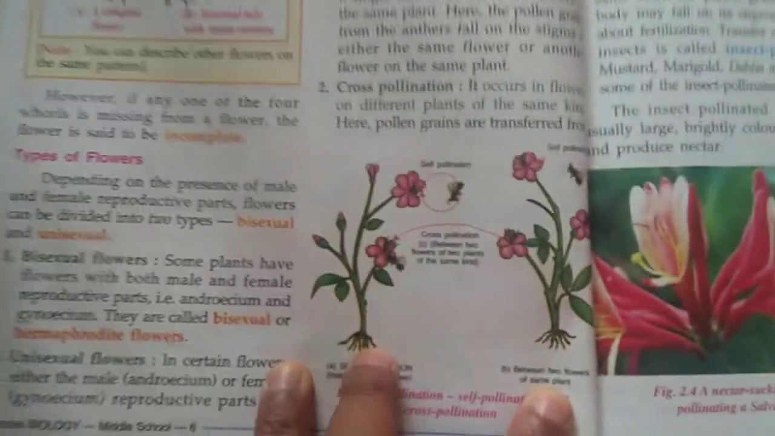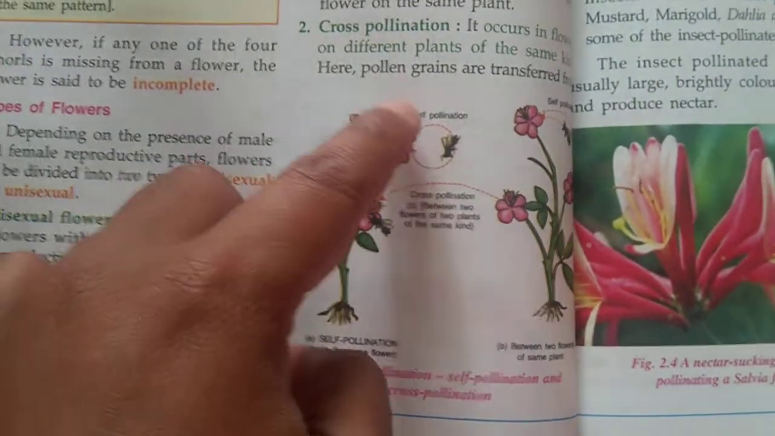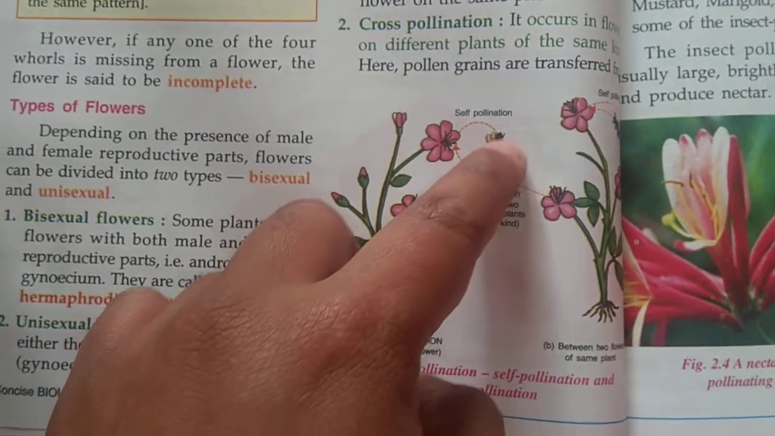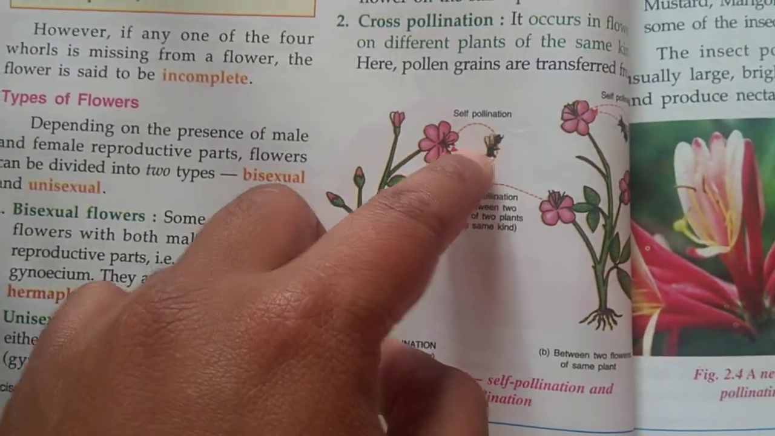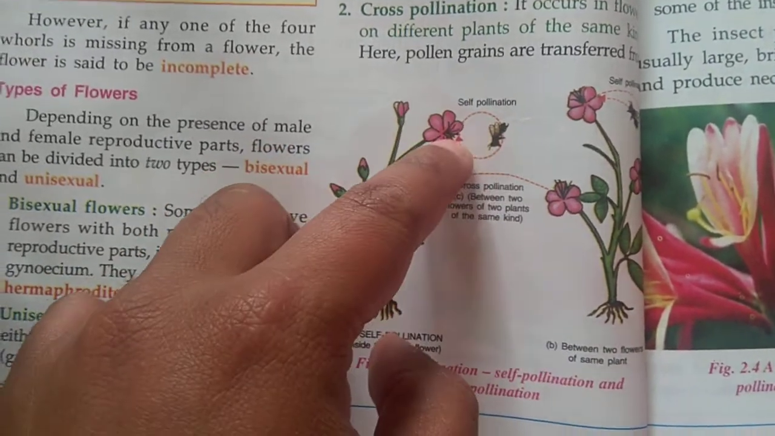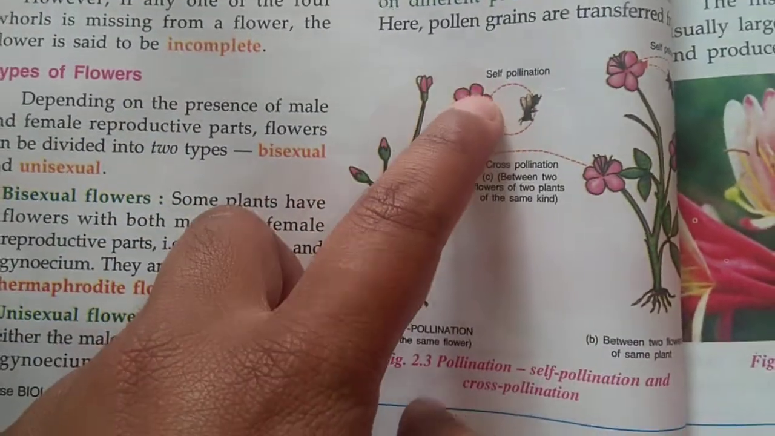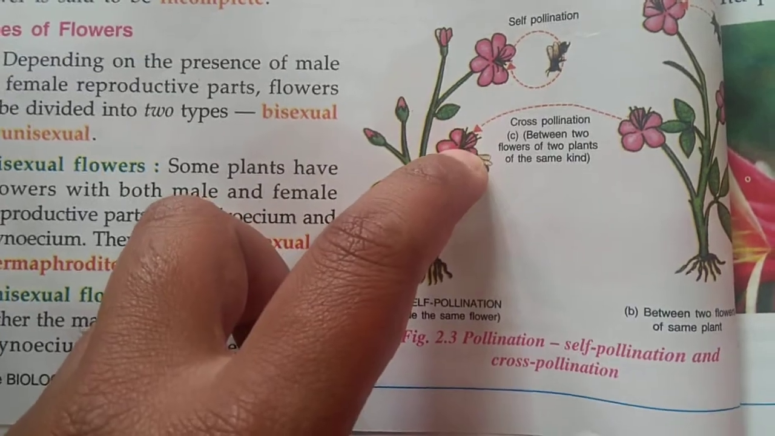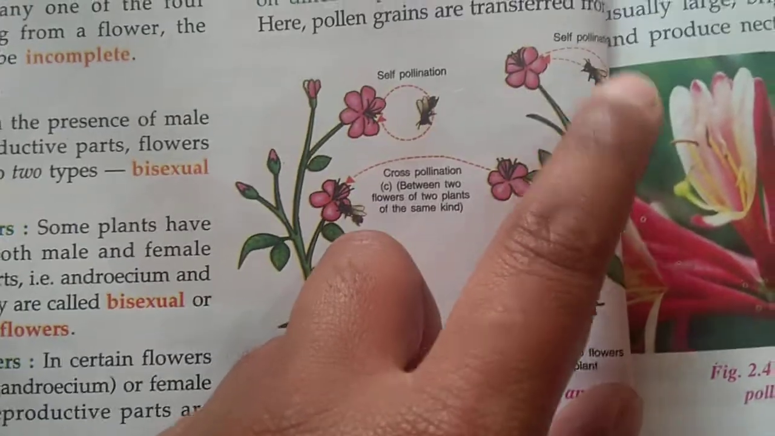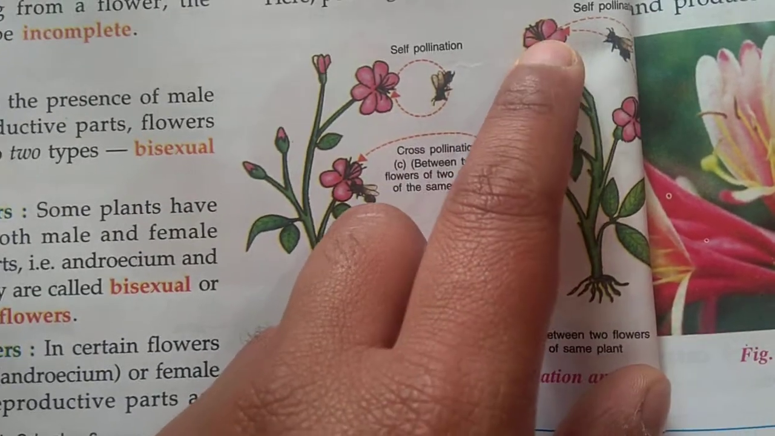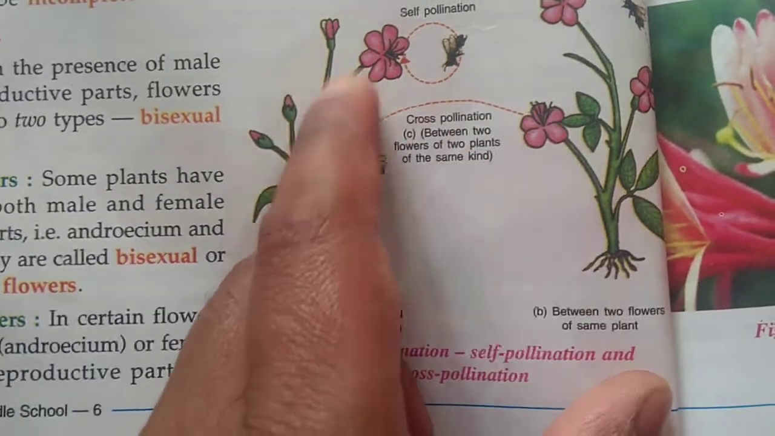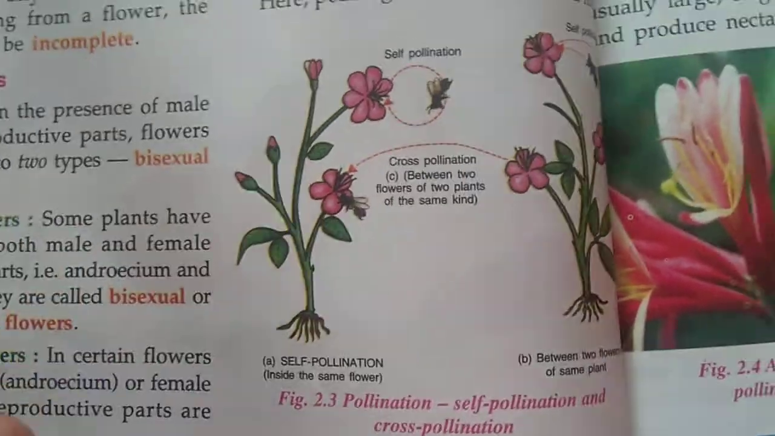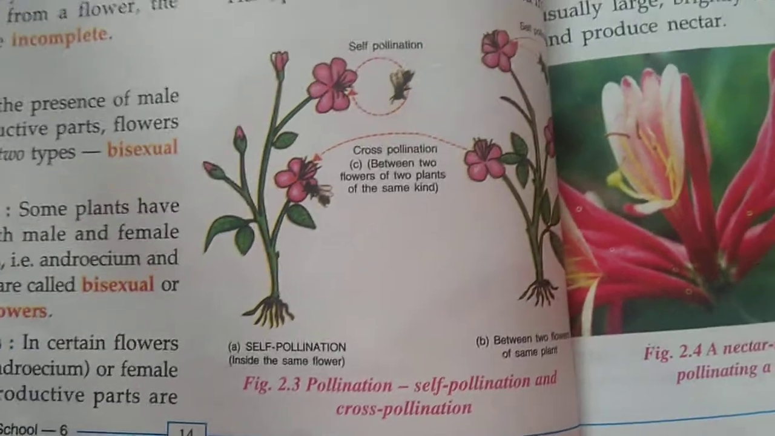Now as the diagram is given in your book, this is self-pollination, when the pollen grain is transferring from one flower to the same flower, and the pollen grain transferring from one flower to another flower of the same plant is also self-pollination. Whereas in cross-pollination, if the pollen grains transfer from one flower to another flower and it takes place in different plants, it is your cross-pollination.